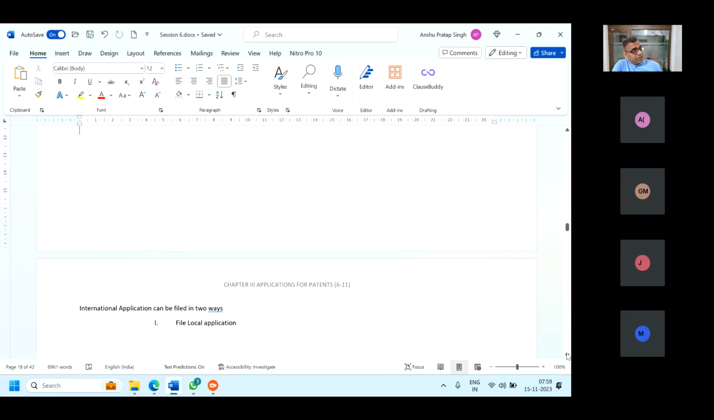Now, the thing is, the moment you decide that you will not file an Indian application and will file an international application, this international application will be treated as a foreign filing, and you need a foreign filing license under section 39.